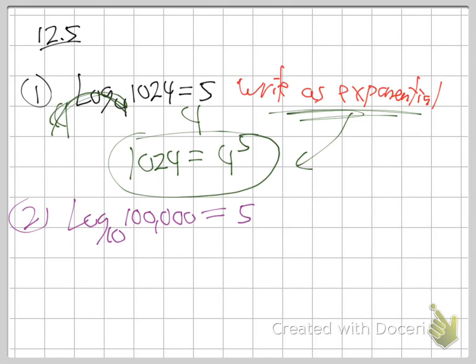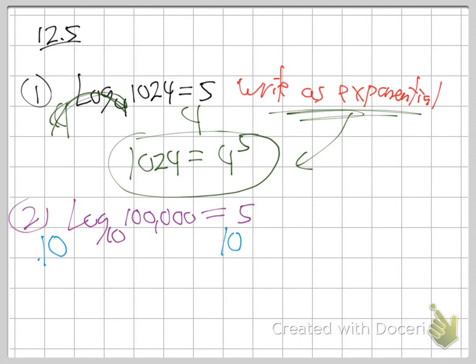Same thing. They want you to change out of that log language. So what's going to get rid of the log word? 10 base, both sides, right? 10 base power, both sides. 10 to the 100,000 equal to 50. So I'm going to put a 10 as the base on the left, but whenever you do something to one side, you have to do the other to keep them equal.